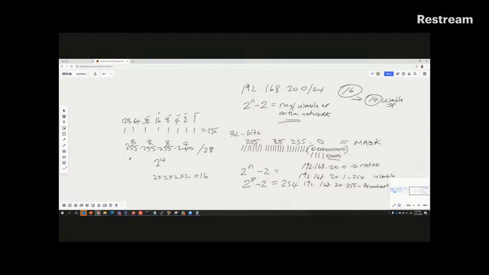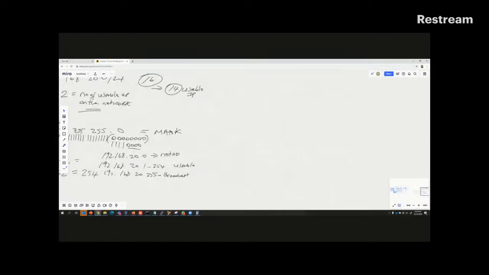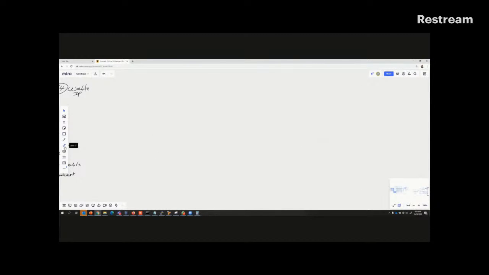So if we were to do that, this network, if I may pull this over, you can always go back to the recording and get what you want from there. Now, if I'm looking at this network, 192.168.20.0/24, and we want to break it down into /28 subnets, then it's really /28, which is blocks of 16.